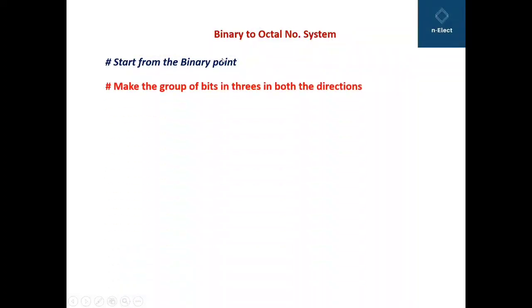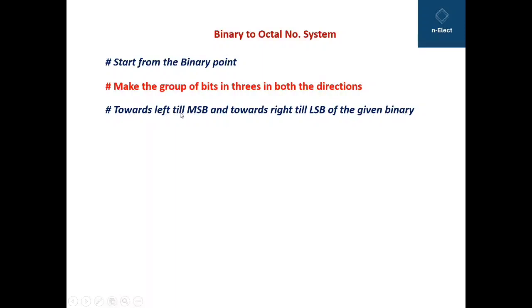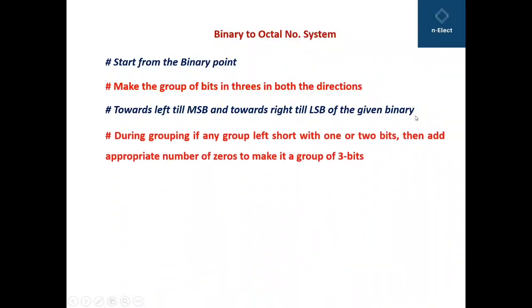So start from the binary point. If we are considering a fractional binary number, then you have to start from the binary point. Make the group of bits in threes. You have to make the group of 3 bits in both the directions from the binary point, towards MSB and towards LSB. Towards left till MSB and towards right till LSB of the given binary.